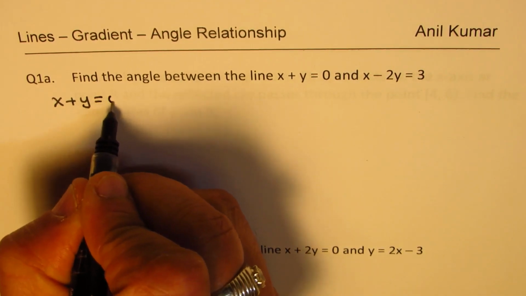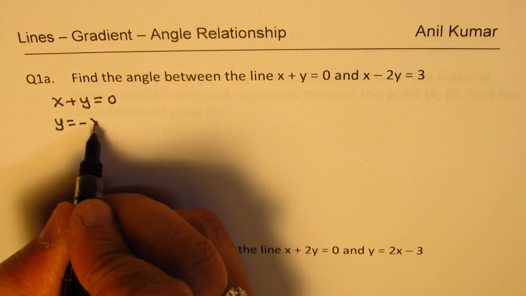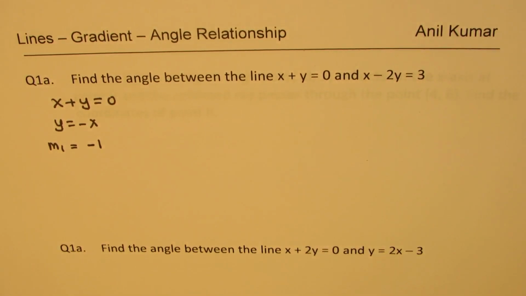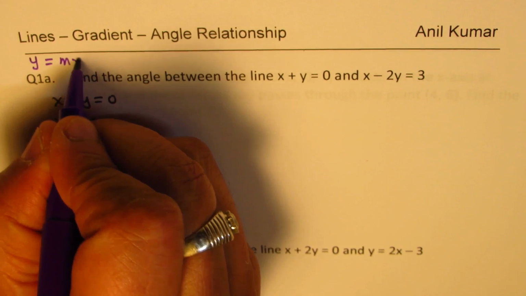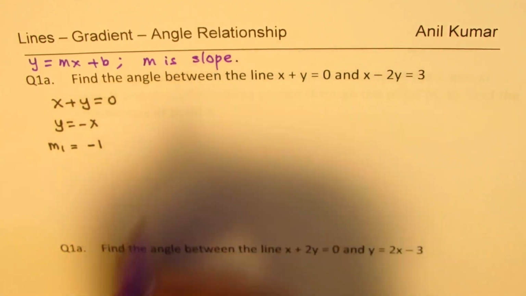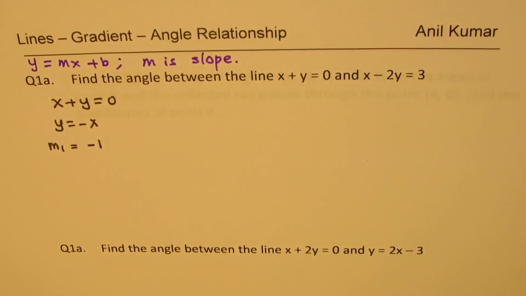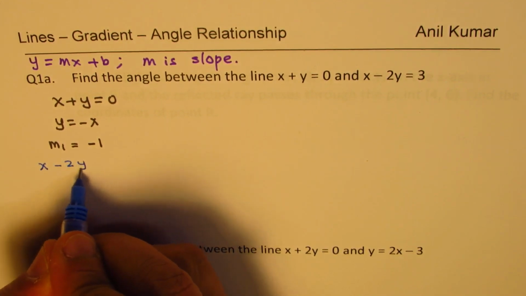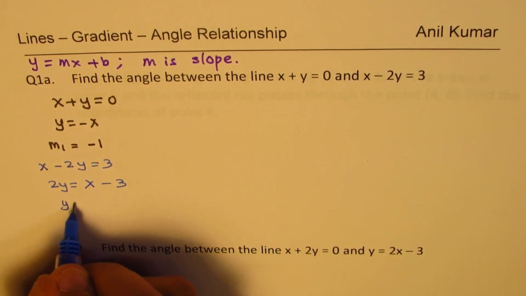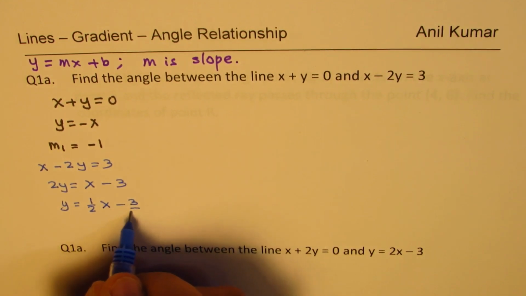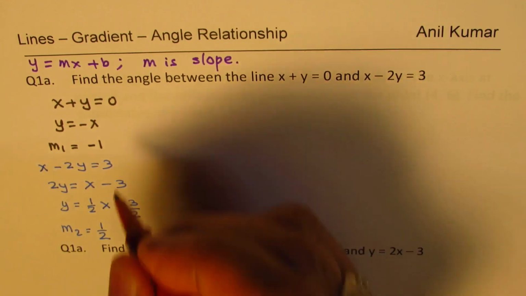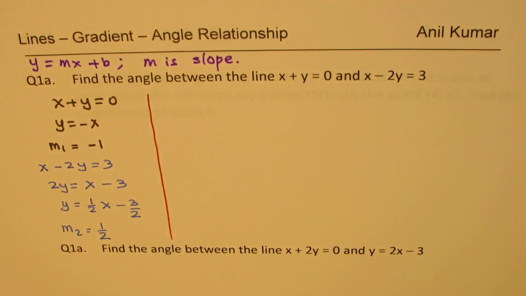One is x plus y equals 0. Let me write this as y equals minus x. That means the slope of this line is minus 1, correct? We are comparing it with the form y equals mx plus b, where m is the slope. Perfect. Now for the second line, we have x minus 2y equals 3. We could write this as 2y equals x minus 3, or y equals half of x minus 3 by 2. So the slope of this line is half. Once we know the slope, we can find the angle between the two lines, correct?